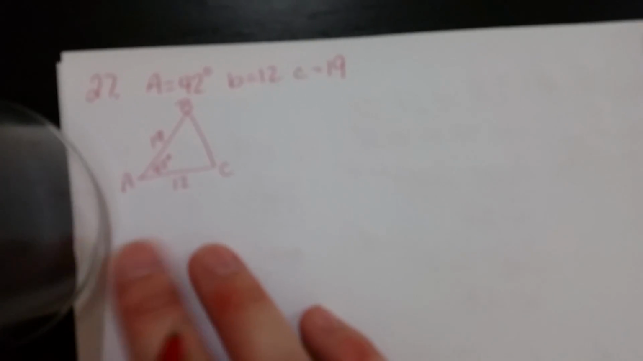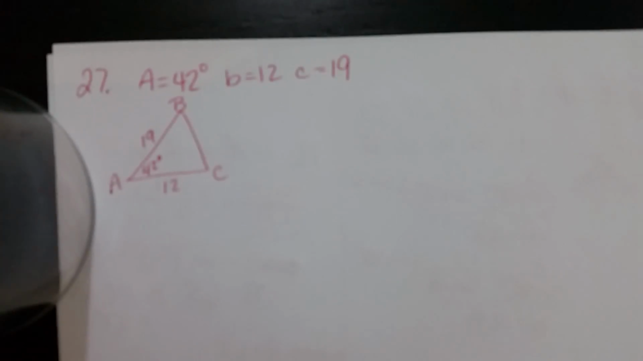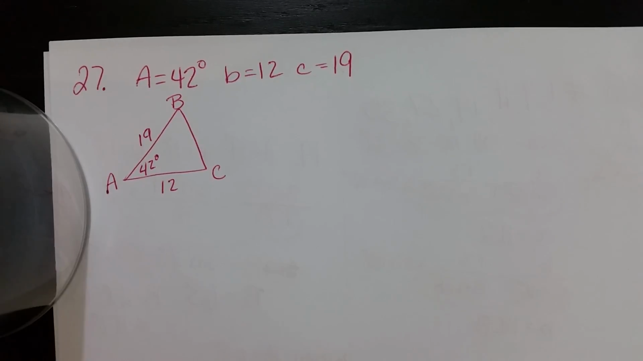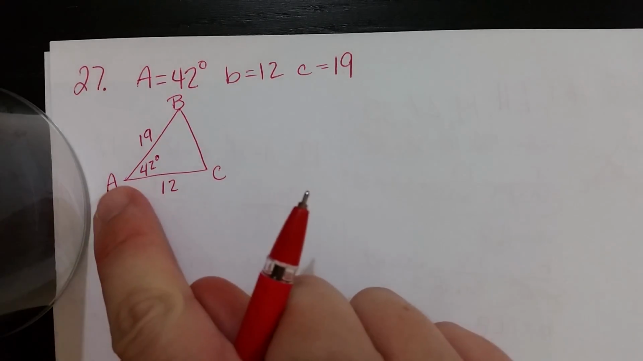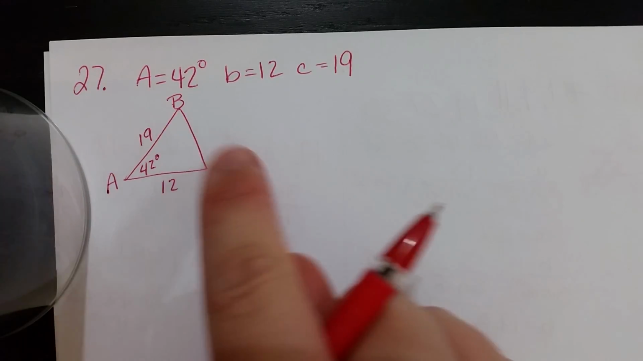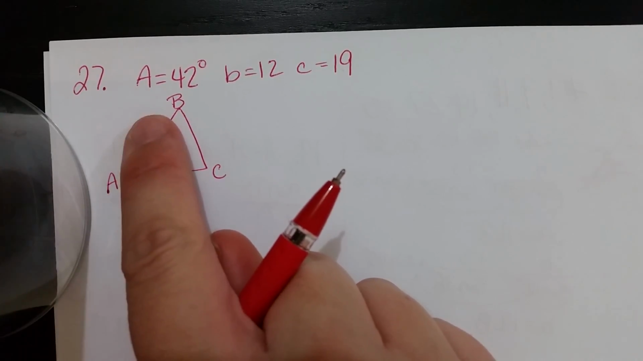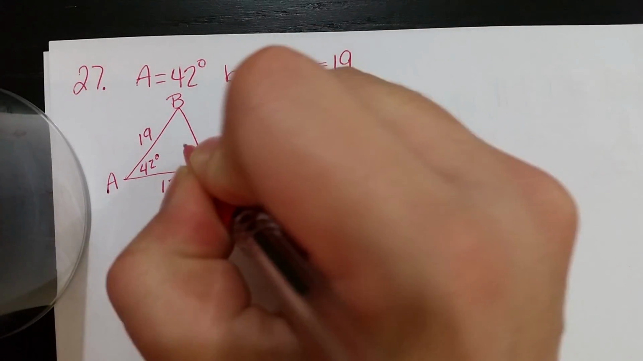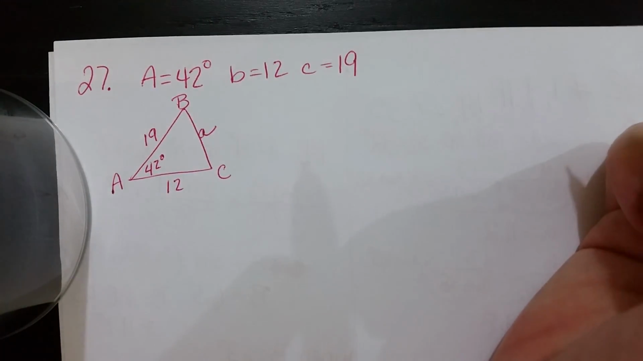Here's question 27, and I've gone ahead and drawn a picture already, so just remember to label it A, B, C. Little a, b, and c are across from it, so little c, 19, is here, little b is here. This I can label little a.